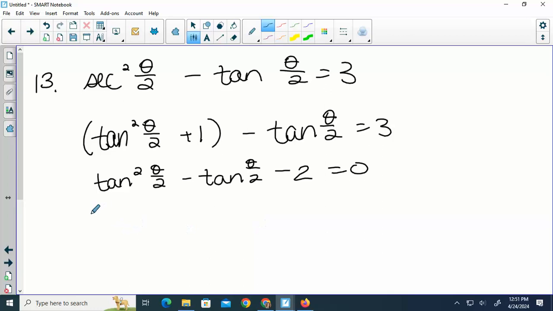Now we can factor that. So tangent squared breaks into a tangent. The angle doesn't change. Remember, you can't change these angles unless you're using like a double angle formula or something. Those never change. Two numbers that multiply to -2, add to -1: -2 and 1.